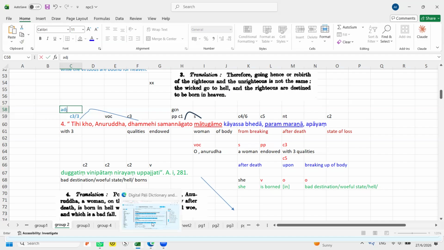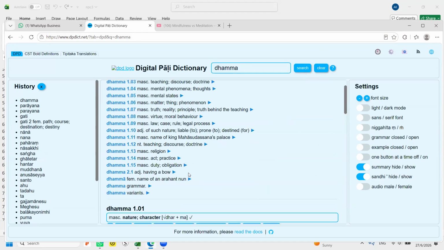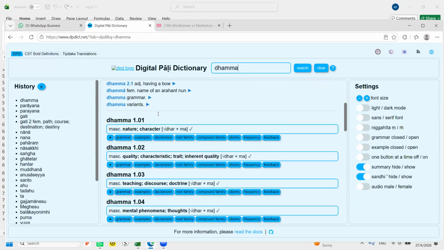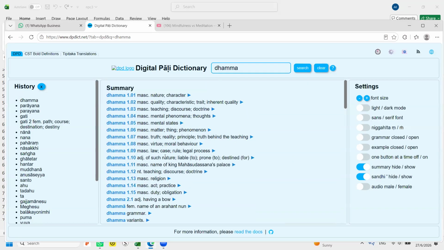Because dhamma has more than 10 meanings. Maybe it's about 20. It's about 20, you see. Here, you see, this is dhamma. So many of it. So in this case, the dhamma is not talking about teaching or discourses or doctrine. It's not talking about religion. So you say three. Can you see here? Three qualities, inherent quality, or three characters, three natures. So it depends on which word.